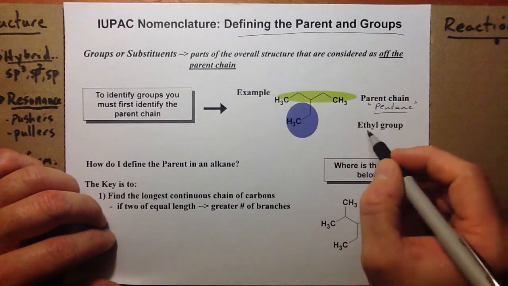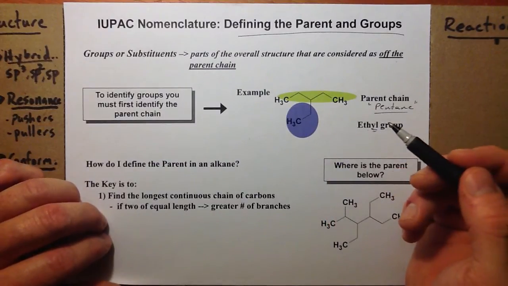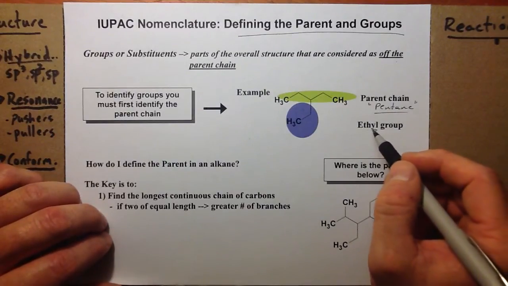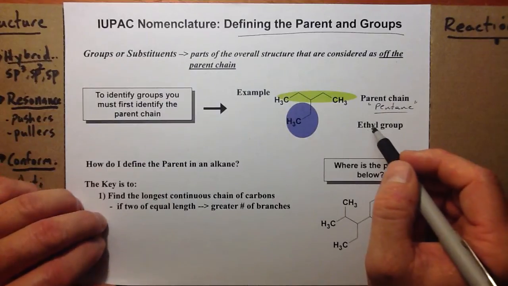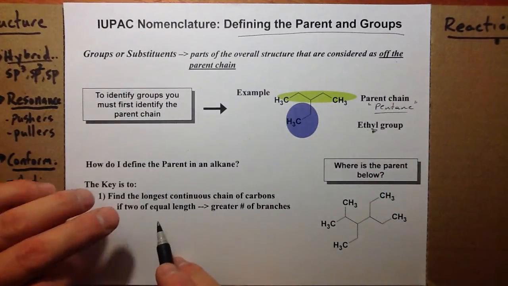Pentane is our parent, and our ending is yl. We have an ethyl group. We're going to learn more in the next slide about this yl ending, but this is particular for groups. Now again, we have to find the longest continuous chain of carbons to find the parent.